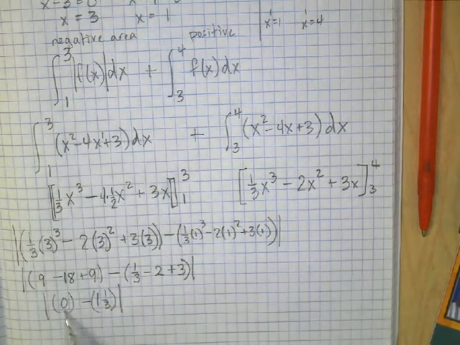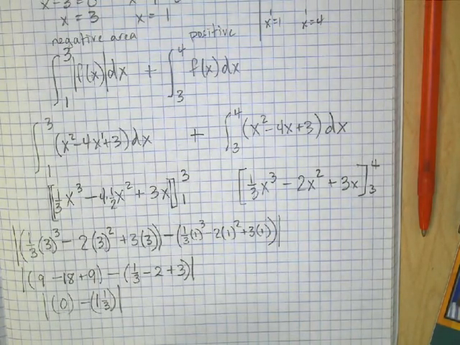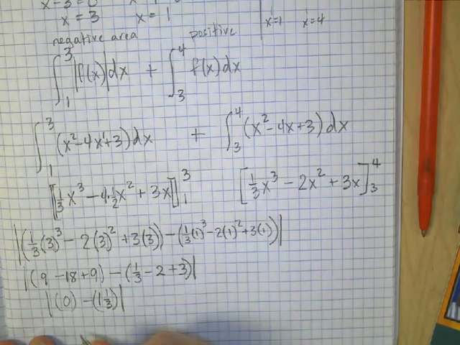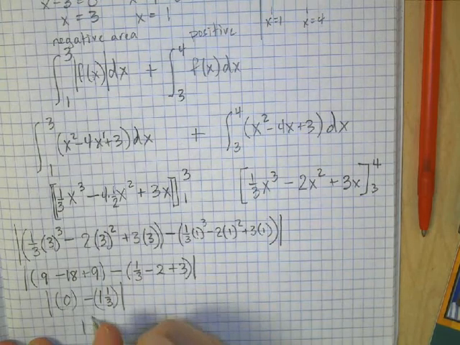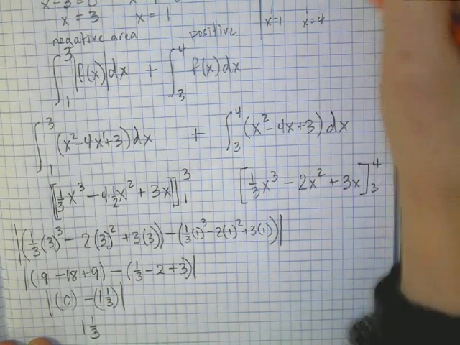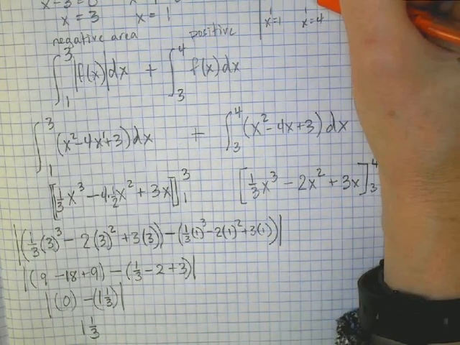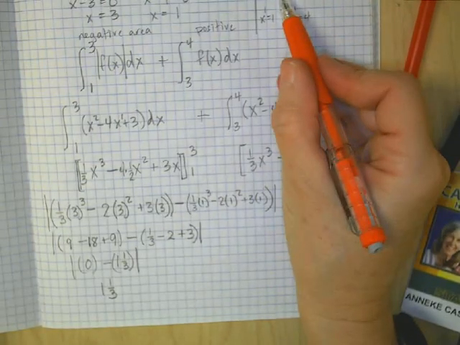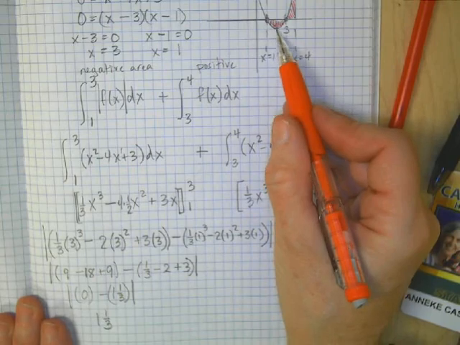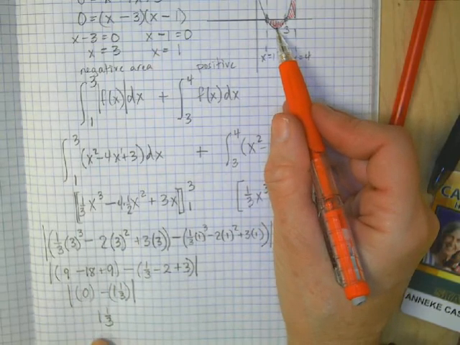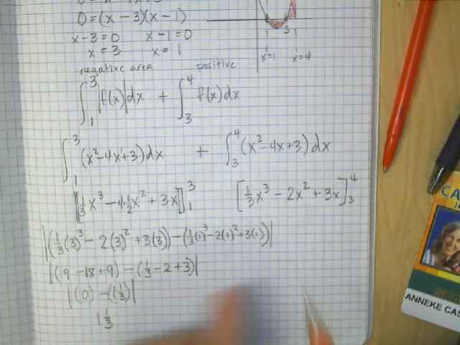0 minus 1 1/3 is negative 1 1/3, but then we're taking the absolute value, so this ends up being 1 1/3. So this area right here is 1 1/3. Oops, can't see what I'm pointing at. This area underneath the curve here, our negative area, is 1 1/3. Okay, now I'm going to do the other one over here.